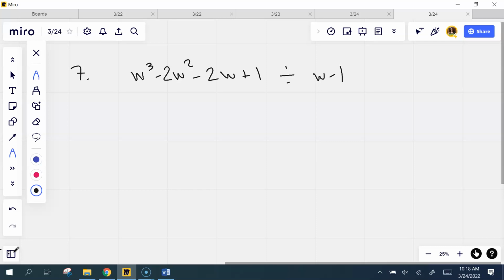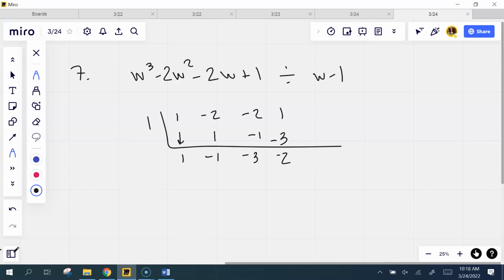No. So I'm going to set up, remember it's opposite sign outside, and then inside are my coefficients. 1, negative 2, negative 2, and 1. Drop it, multiply and add, multiply and add, multiply. Did I go too fast? Drop, multiply and add, multiply and add, multiply and add.